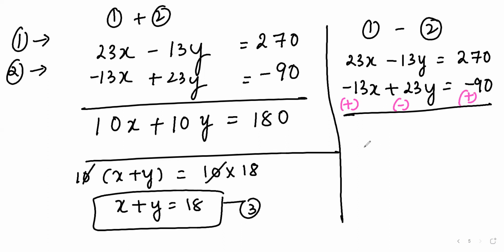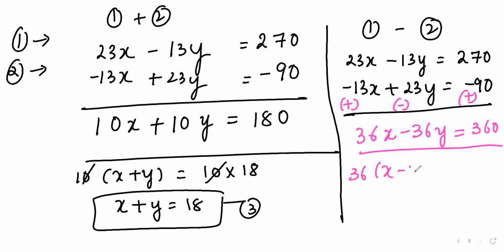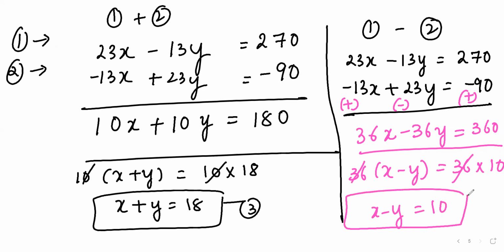Let's now perform the subtraction. It's 23 plus 13, 36x, isn't it? And here, the same thing, but with a negative sign, minus 36y is equal to, what is it, children? 270 plus 90 is 360. So 36, if I take out common, x minus y is 360, which is nothing but 36 into 10. And you can cancel out and you can get x minus y is equal to 10, which is my equation 4.